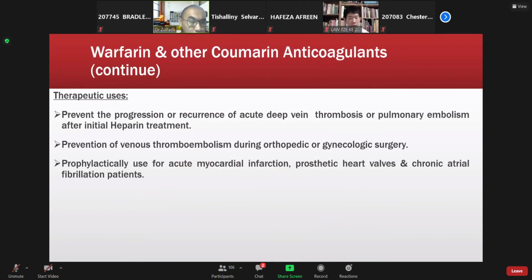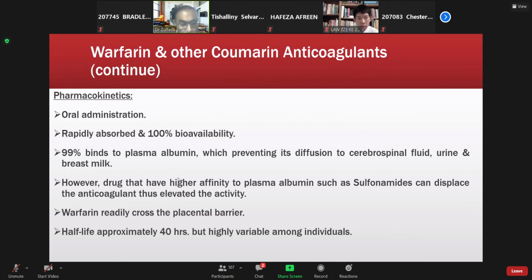The therapeutic use of warfarin is to prevent the progression of recurrent acute deep vein thrombosis and pulmonary embolism after initial heparin treatment. To prevent venous thromboembolism, it is used as a prophylactic for acute myocardial infarction, prosthetic heart valve, and chronic atrial fibrillation. But monitoring is needed if the patient uses warfarin.